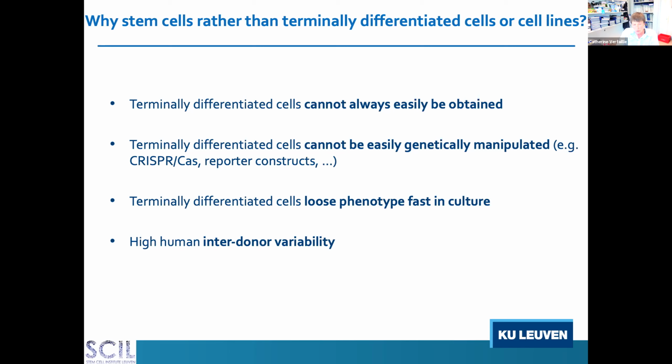It's very well known for hepatocytes, but also non-parenchymal cells of the liver, that they very quickly lose their phenotype if you put them in culture. Plus, there's a problem of high interdonor variability, which is interesting because it may represent the variation in the population. On the other hand, it also makes it a bit more complicated to interpret the assays that one sets up.